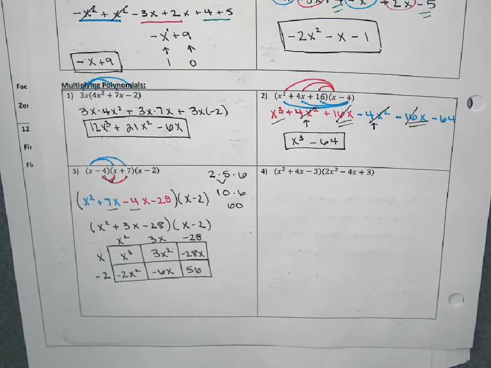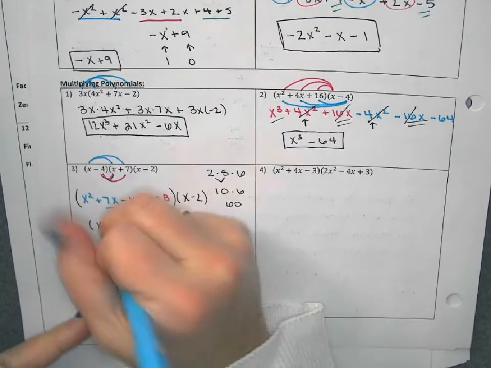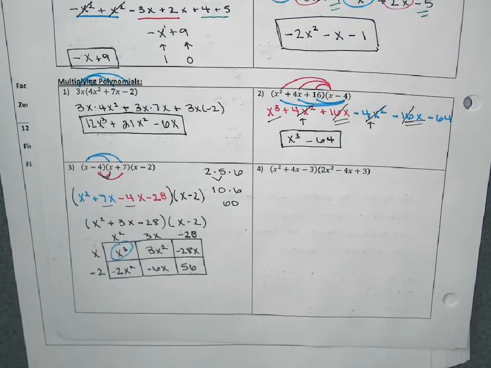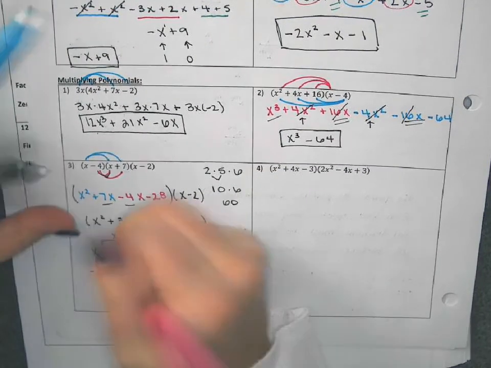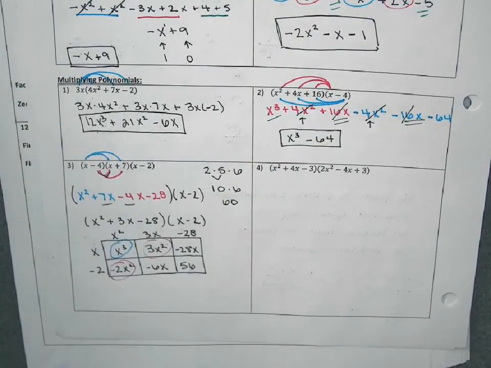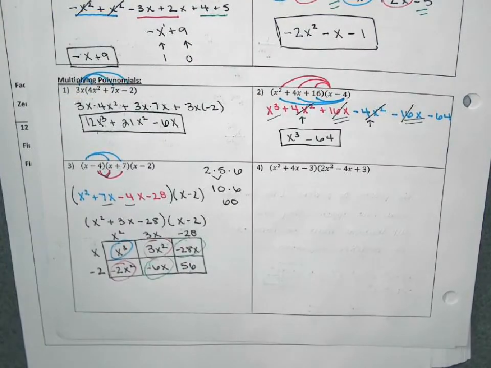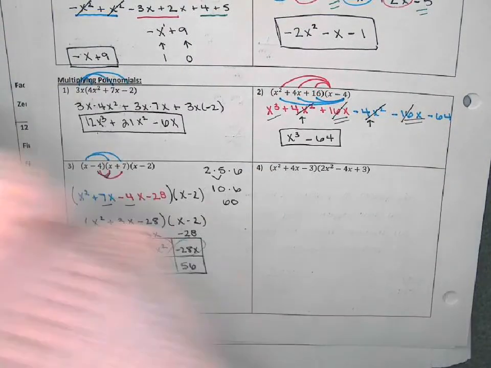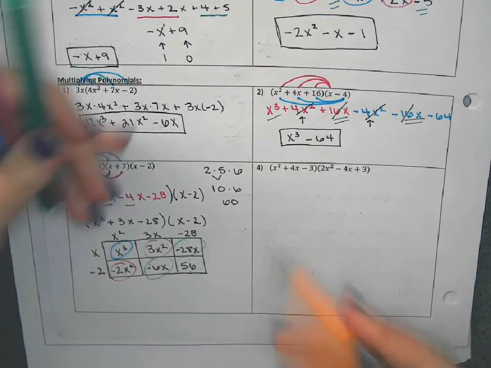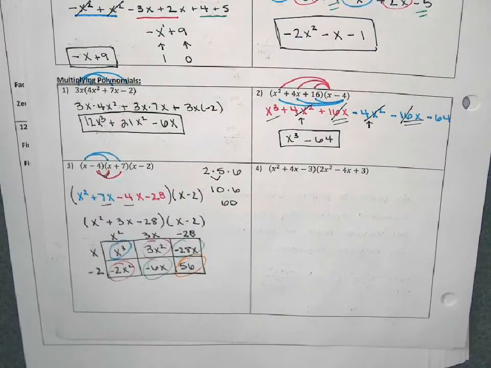Then all you have to do is combine like terms. So x to the third is the highest degree. Then we have some x squared terms, which is the next highest degree. Some x terms, that'll be the third highest degree. Let me find a fourth color here. The 56 would be your last one.